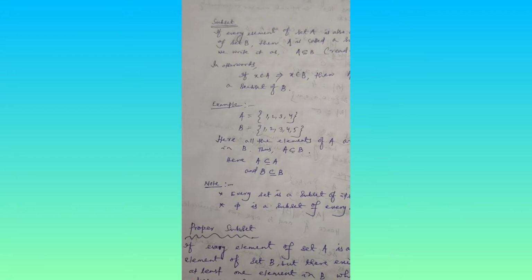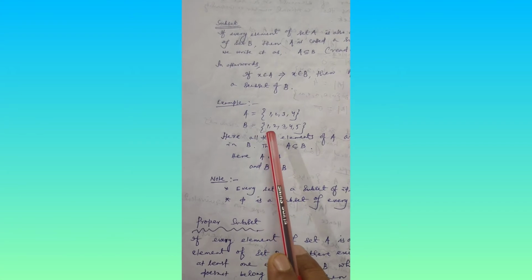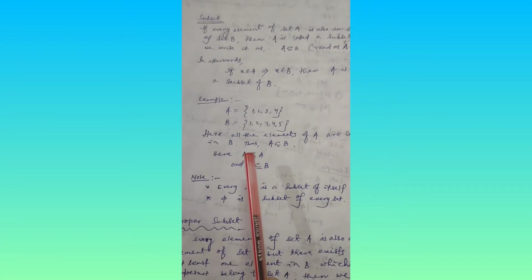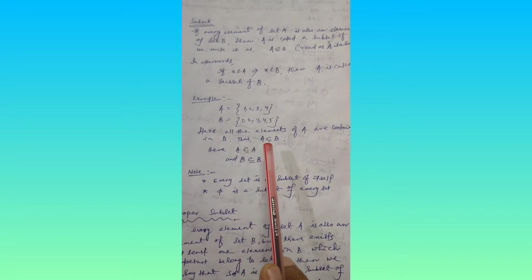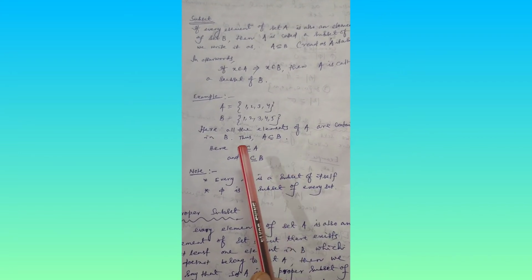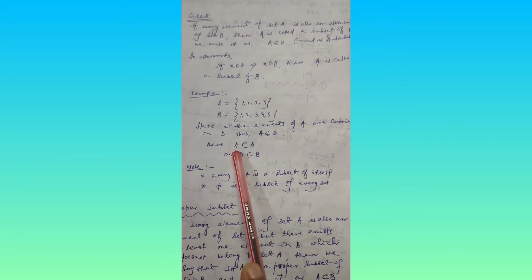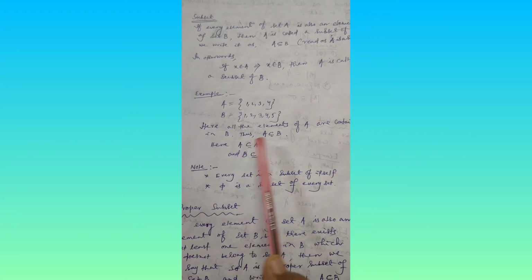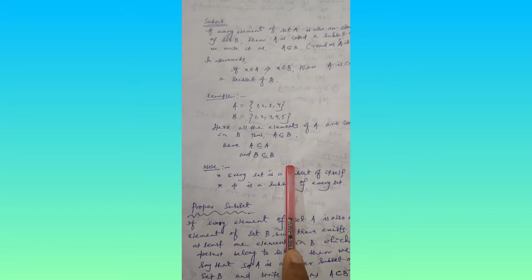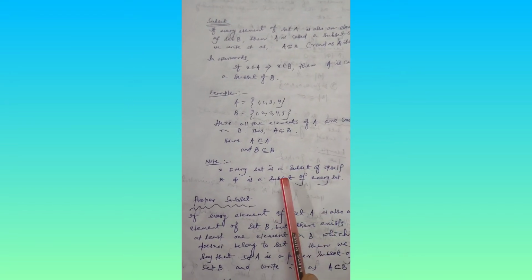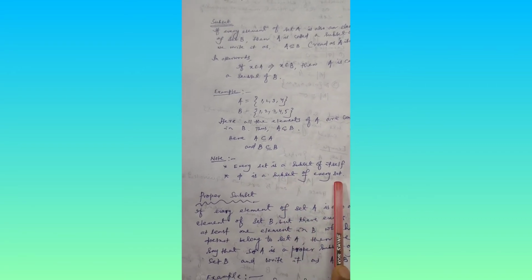Let A be the set consisting of elements 1, 2, 3 and 4. B has the elements 1, 2, 3, 4 and 5. Here all the elements of A are contained in set B. Therefore, A is a subset of B. It is to be noted that A is a subset of A because each and every element of A is also contained in A. Similarly, B is a subset of B. That means every set is a subset of itself. Another point to be noted is that phi, the empty set, is a subset of every other set.